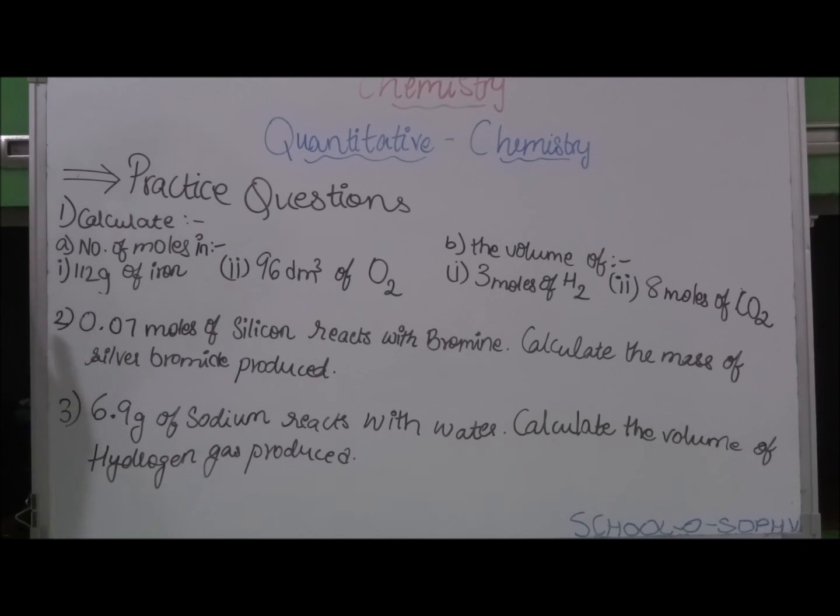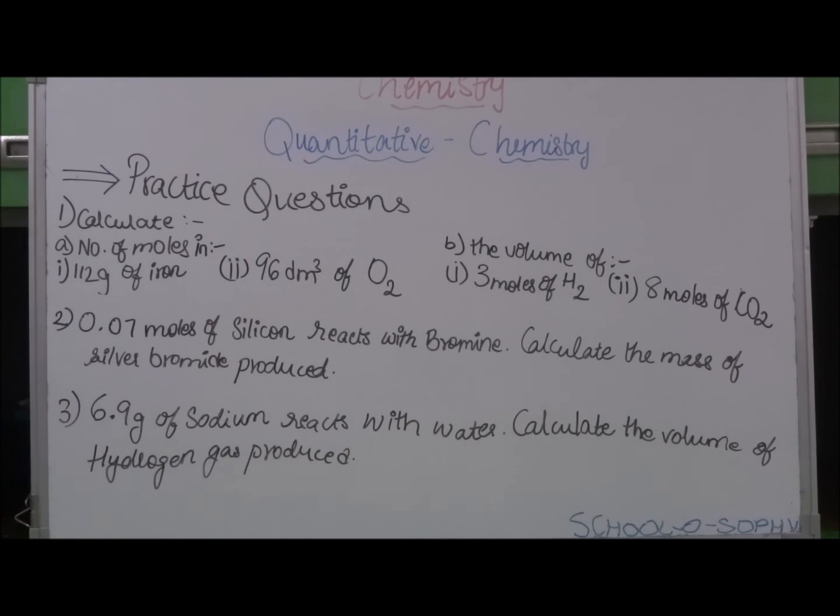Here are some practice questions that will help you practice quantitative chemistry. I will post the answers of these questions in the comments below, and I will also give the answers in my next video that I post. So I'll read the questions for you. Calculate the number of moles in: A, 112 grams of iron, 96 dm cube of oxygen. B, the volume of 3 moles of H2 and 8 moles of CO2.